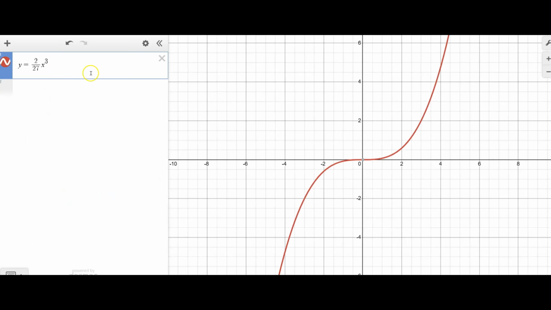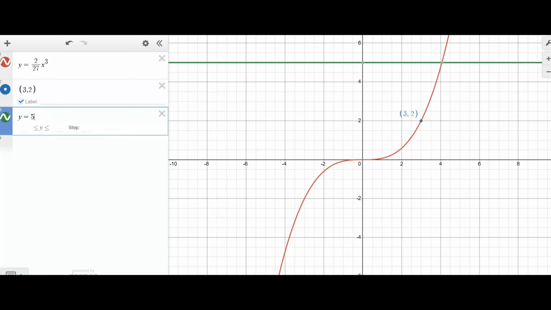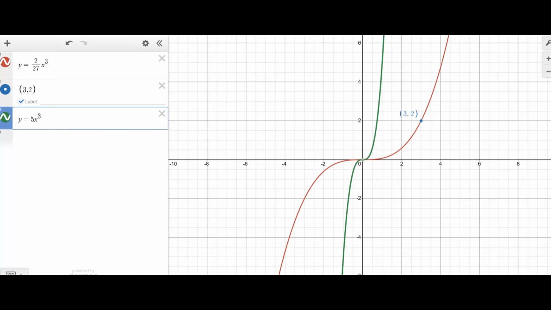Here I have graphed the solution that we found, y is equal to 2 over 27 x to the third, and note that that solution does satisfy the initial condition that when x is 3, y should be equal to 2. But if we were given a different initial condition, we could have ended up with a different c value instead of 2 over 27. Perhaps we could have got a c value of 5, and that green graph would have been our solution.